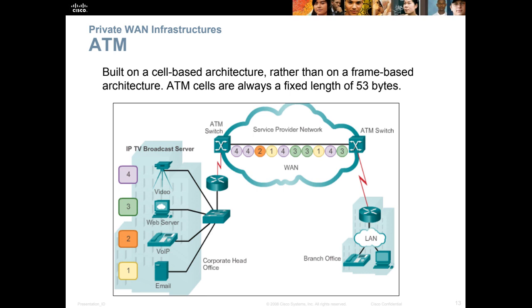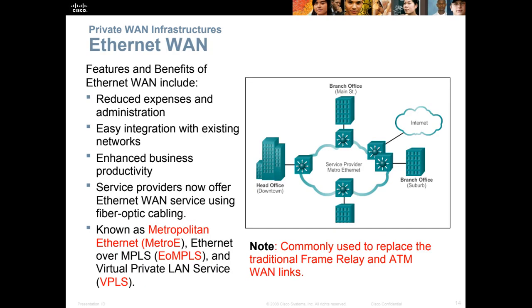ATM is built on a cell-based architecture, rather than a frame-based architecture. And the ATM cell is a fixed size, 53 bytes. You have to know this number. Another new technology is Ethernet WAN, and it's cheaper, with reduced expenses and administration.